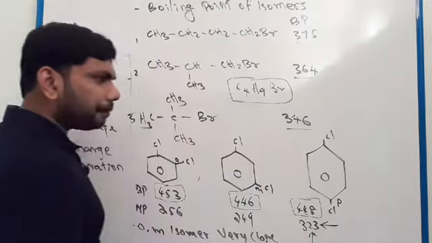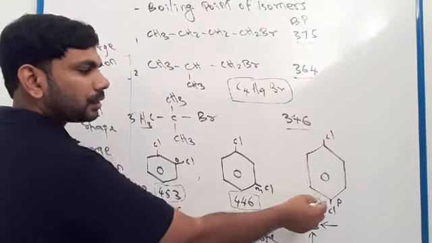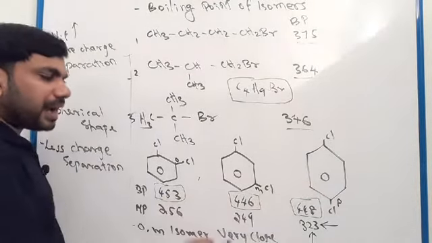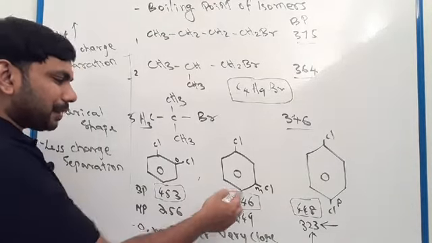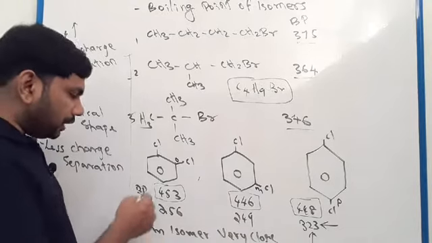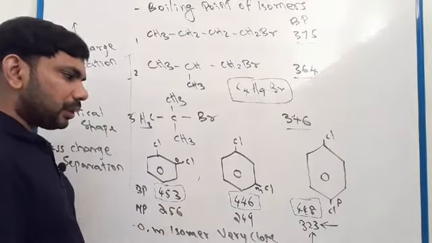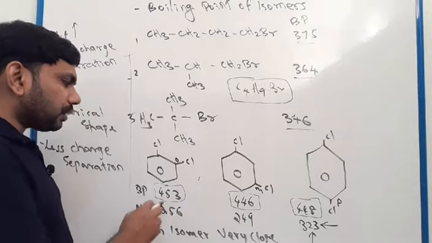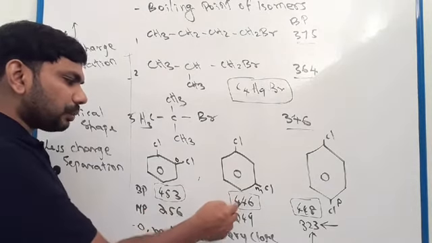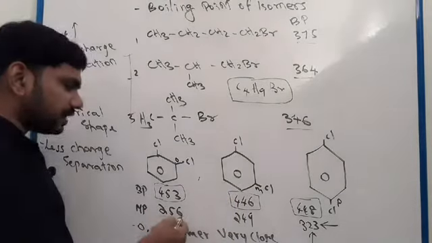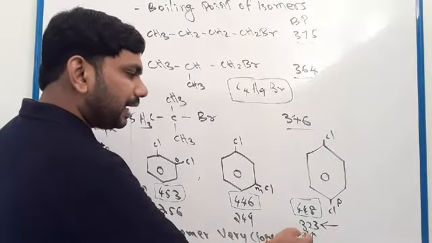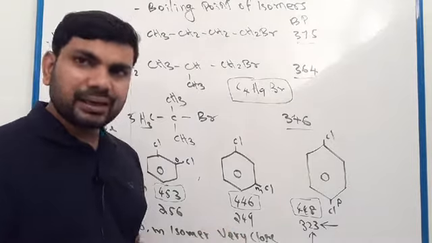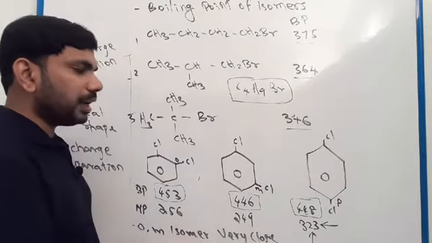The melting point of the para isomer is very different from the ortho and meta isomers. Boiling point is almost similar. Also, the melting points of the ortho and meta isomers are almost similar, 256 and 249, but the melting point of the para isomer is very different compared to the other two values.